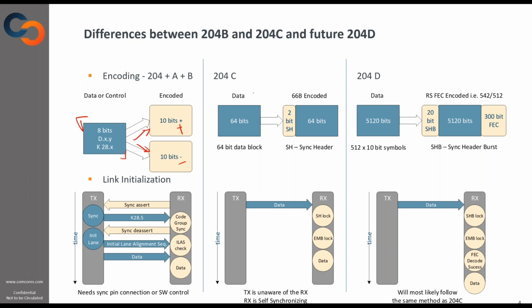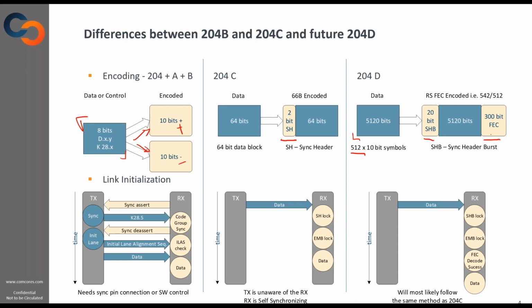In the 204C, we changed the encoding to 64b/66b because of the speed increase, where 64 bits of data is unaltered and only a 2-bit sync header is added onto the data. And in 204D, because it's based on an RS FEC, it will work with 10-bit symbols. So depending on the FEC type, if it's a 544/514 FEC, we'll have 514 10-bit symbols, so a big data block. There will be a sync header prepended to it, and a FEC word appended at the end, which allows correcting errors that appear on the link.